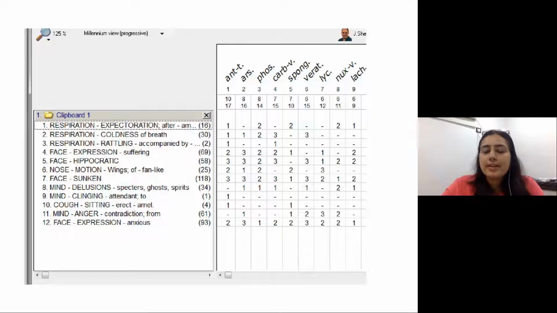So the question arises, what was the potency and what was the repetition? So I gave him antim-tart 200 stat. That was the only dose given to the patient.